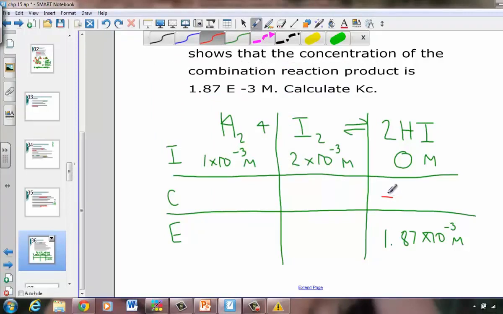So of course products get made. If we started with 0 and at the equilibrium process we're now at 1.87, that product increased by a value of 1.87 times 10 to the negative third molar unit. So we had an increase of product. But you know what? Reactants get used.